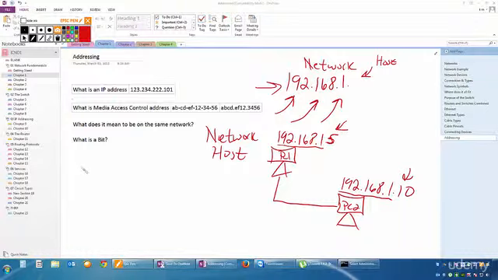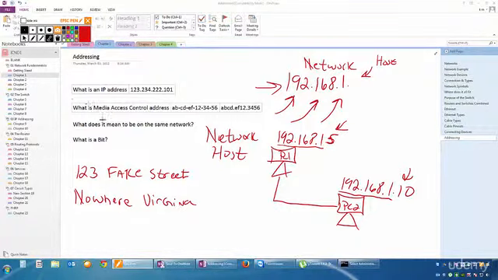So think about this from an address perspective. You live at 123 Fake Street, Nowhere, Virginia. Let's just write Nowhere, VA. No point in writing it all out. Nowhere, VA, 20121.